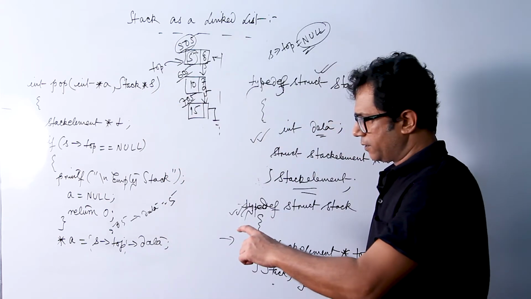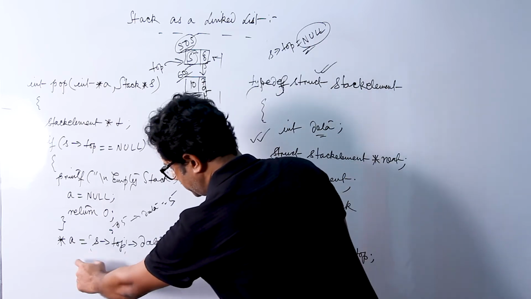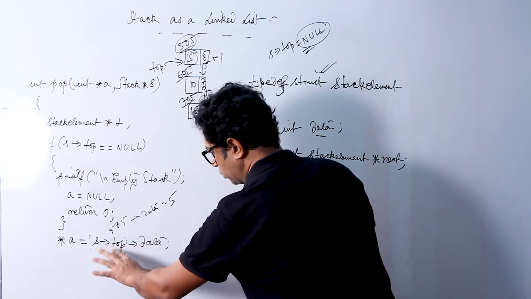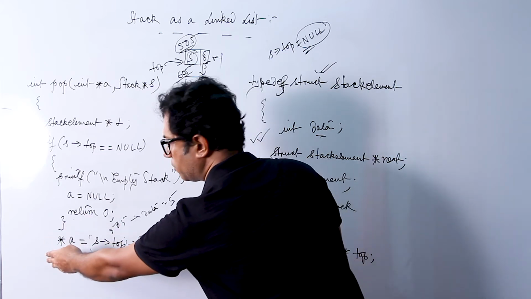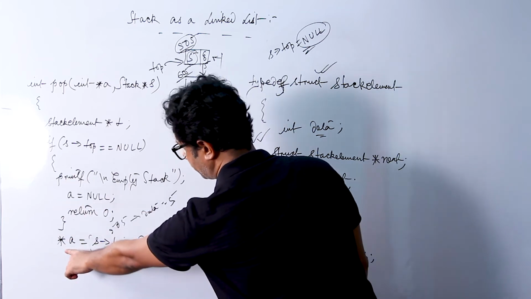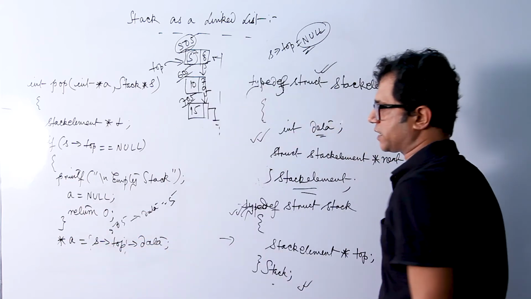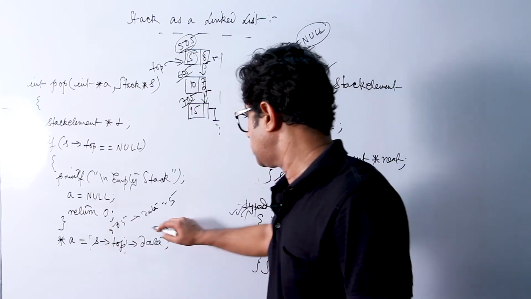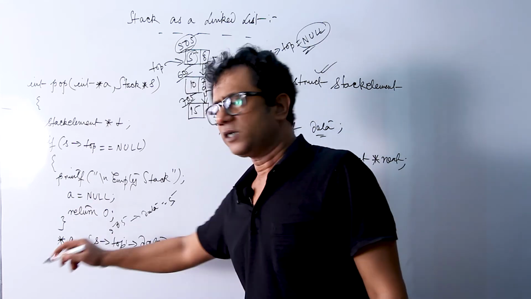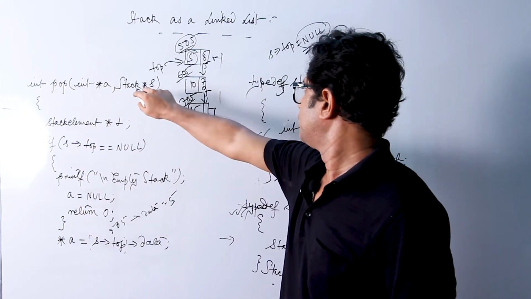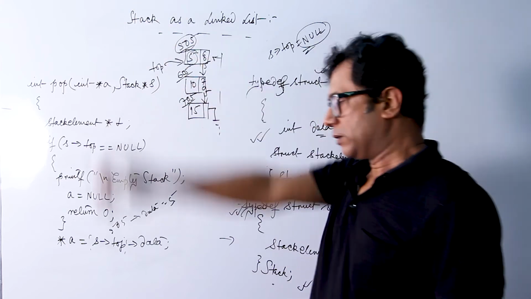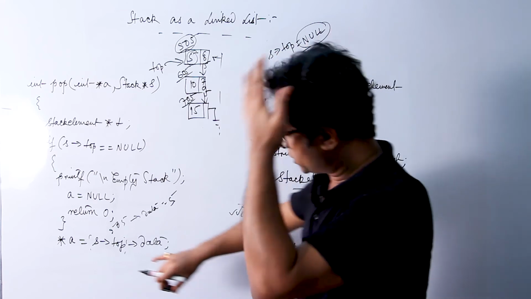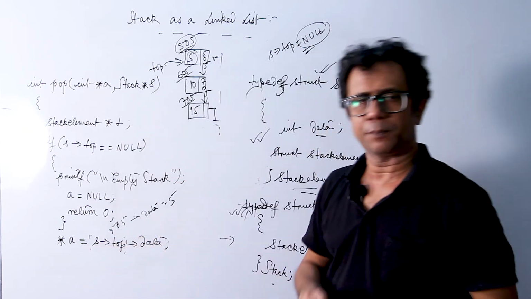So S arrow top arrow data is being assigned to a pointer variable A in the form of this code, that is star A is equal to S arrow top arrow data, and the content of this right hand side part will be stored in the value part of the pointer variable A. So if you want to print that value 5, you can just print this star A by a printf statement.